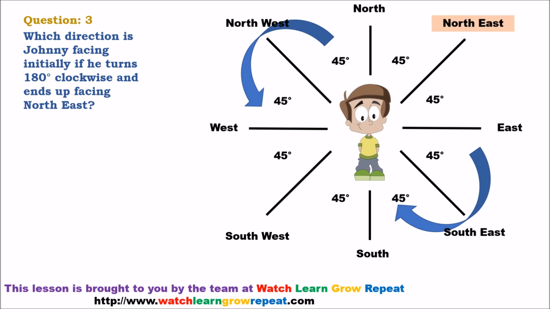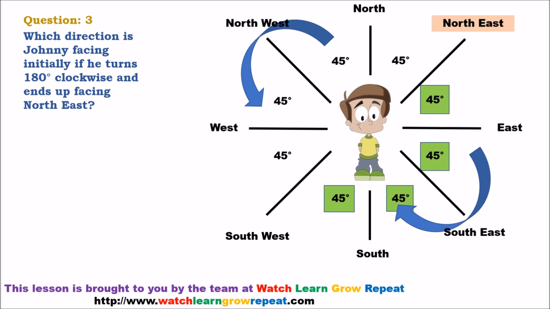Now, if we were to turn clockwise from northeast, if we turn 45 degrees, we'll end up at east, and then another 45 degrees will get you to southeast, a total of 90 degrees. Then an additional 45 will get you to south, and once again you turn another 45 degrees clockwise, so a total of 180 degrees, and you end up at southwest.